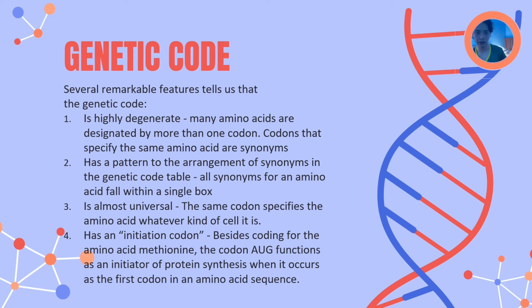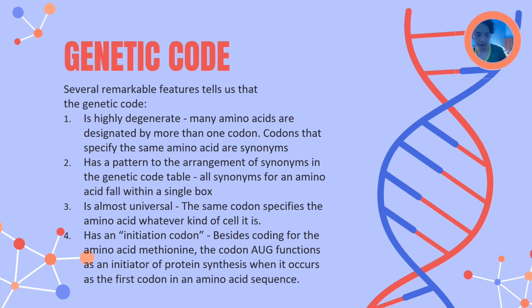So the genetic code has several remarkable features. Number 1, the genetic code is highly degenerate. Many amino acids are designated by more than one codon. Codons that specify the same amino acids are synonyms. Number 2, the genetic code has a pattern to the arrangement of synonyms in the genetic code table. All synonyms for an amino acid fall within a single box. Number 3, the genetic code is almost universal. The same codon specifies the amino acid, whatever kind of cell it is, whether it be a corn cell, a human cell, animal cell, or other types of cell.